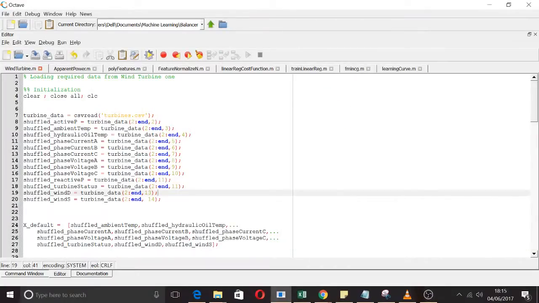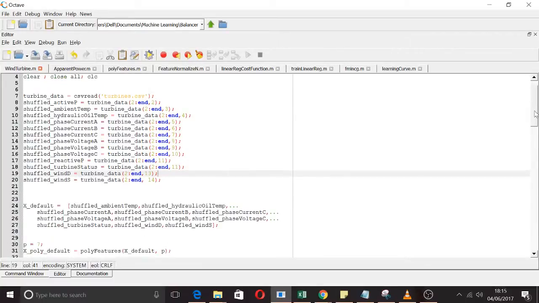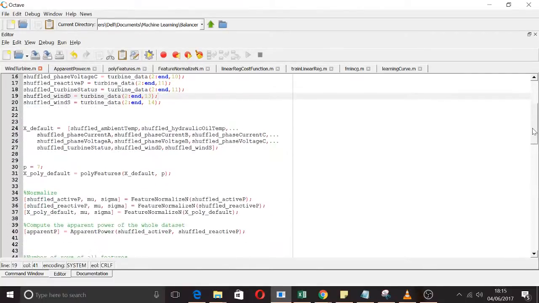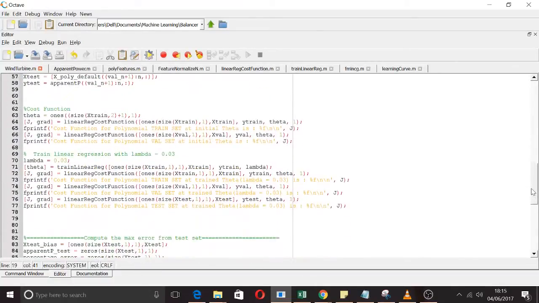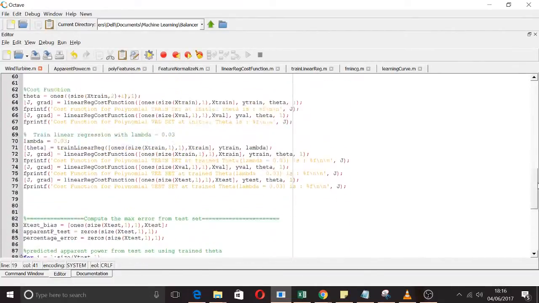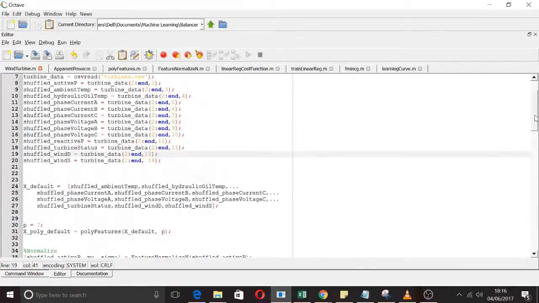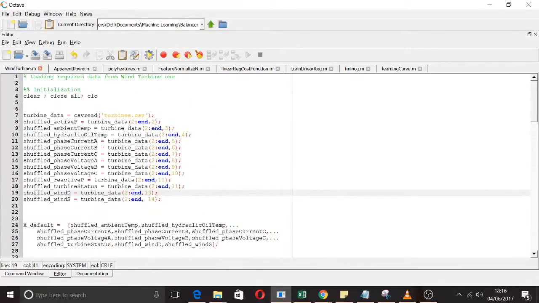Hello, my name is Alex, one of the team members for the Balancer app. I'm just going to give a quick overview of our code and how our app is functioning, and then give a brief explanation of the business benefit of our app.